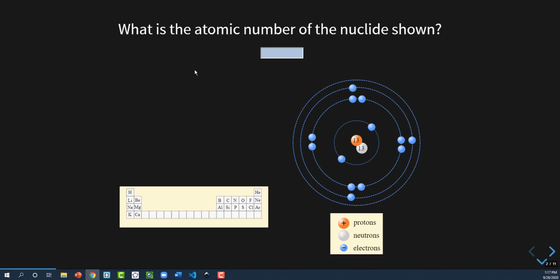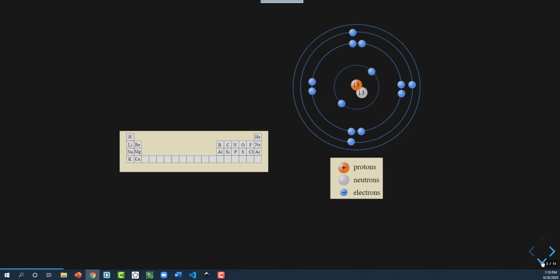Alright, so let's look at the first question. What's the atomic number of the nuclide? Well, the atomic number is just the number of protons. And we can see from this legend here, the gold color indicates the number of protons in this diagram, so it looks like it's just 13. So that's the atomic number. It's the same as the number of protons.